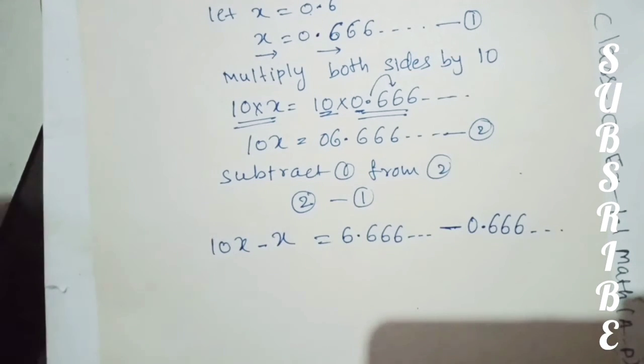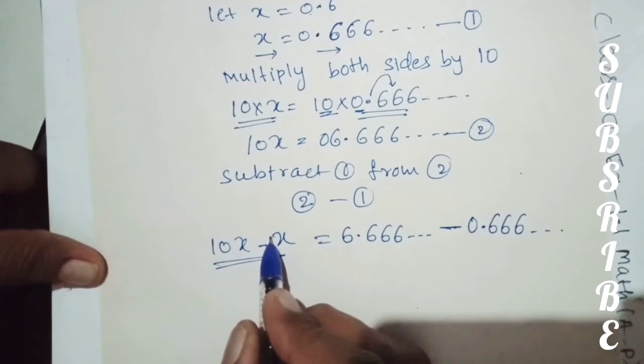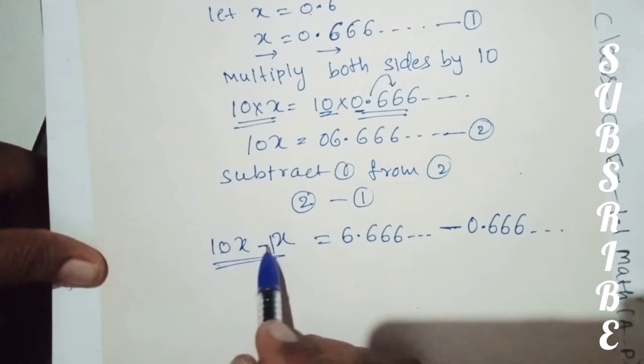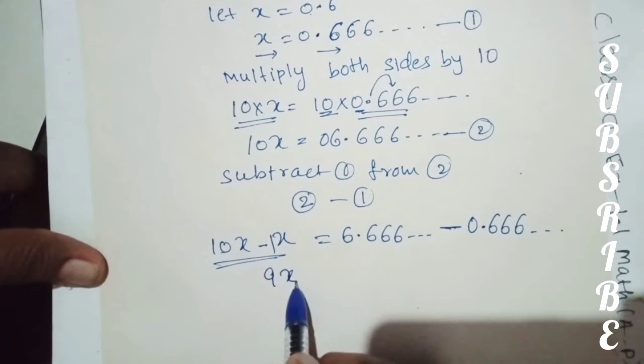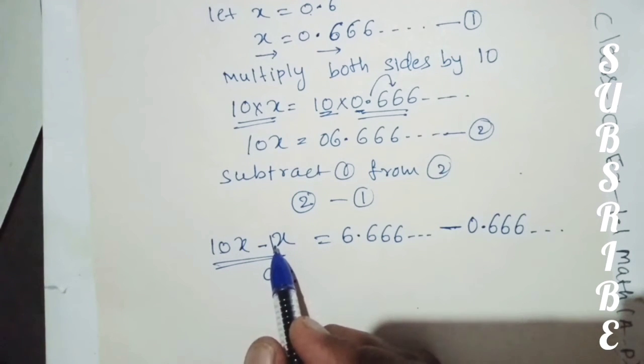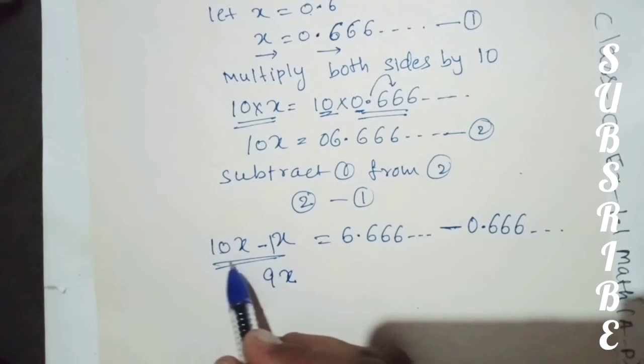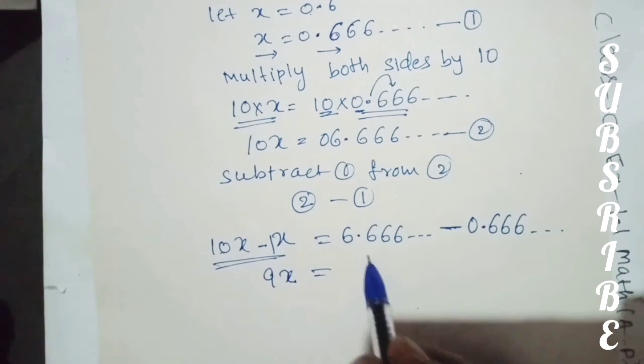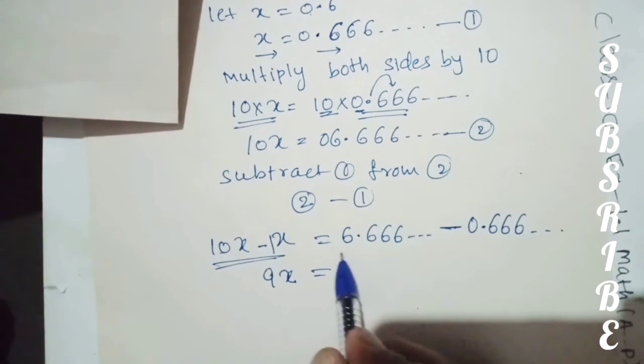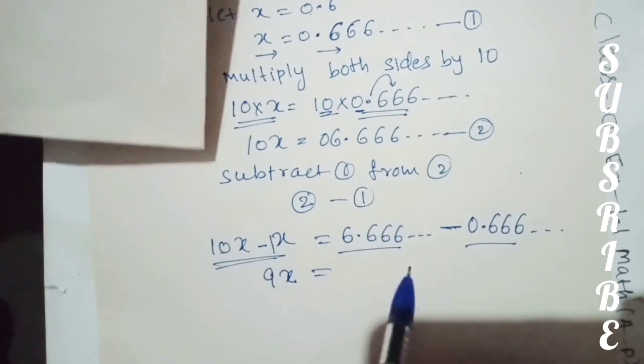See children, 10x minus x. Minus x means it is 1x. 10x minus 1x is 9x. Very simple. Then where that 1 goes, don't ask that question. This is very simple. Now you are perfect with these simple calculations. This is 9x. Here once again students get confused with subtraction. I'll tell you how it is.